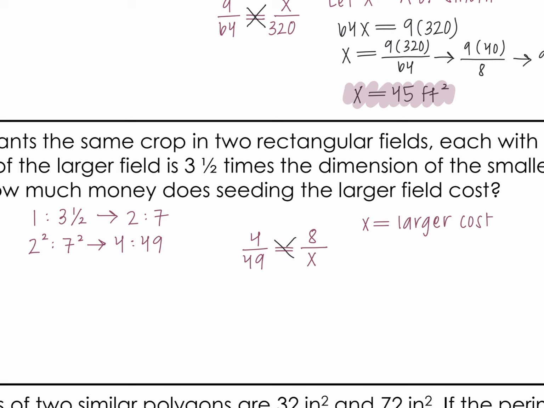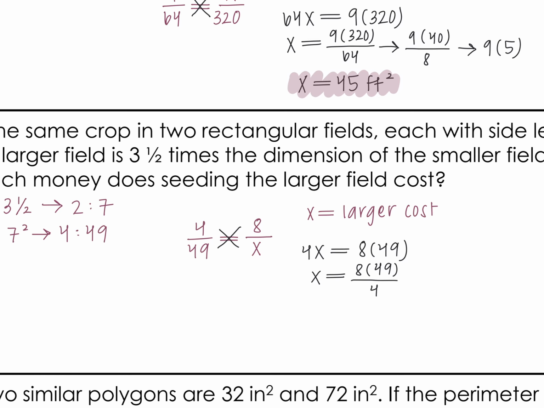Now I'm going to cross multiply, and I'm going to get 4x is equal to 8 times 49. And then, like I said, I like to go ahead and set up that division so I can try and see what I can simplify before I have to multiply. Looking at what I currently have here, I can see that the 8 and the 4 will reduce. 8 divided by 4 is going to give me 2. And then I'm going to multiply it by the 49. So 2 times 49 is going to give me a cost of $98.